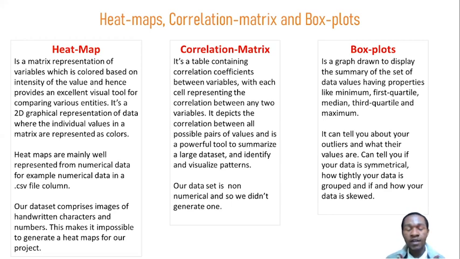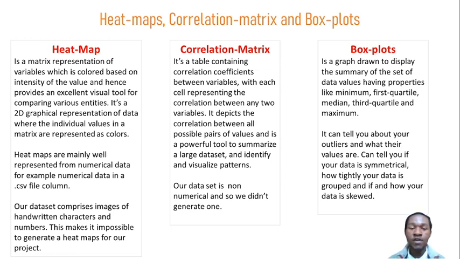Now for the heat map, it's like a matrix, but you're using colors in the positions where you would have put figures. So the intensity or sharpness of the color will give you an extent to which the value is either high or very low. So basically, heat maps can be done based on numerical data. Now, for this project, we are dealing with images, and so we are unable to come up with a heat map for this case.